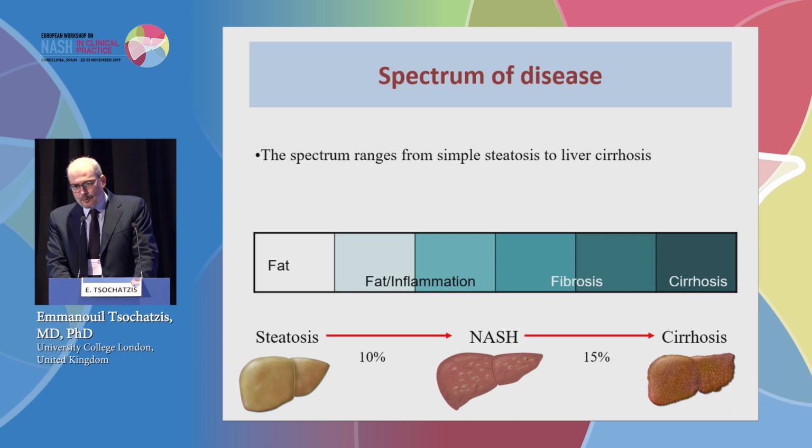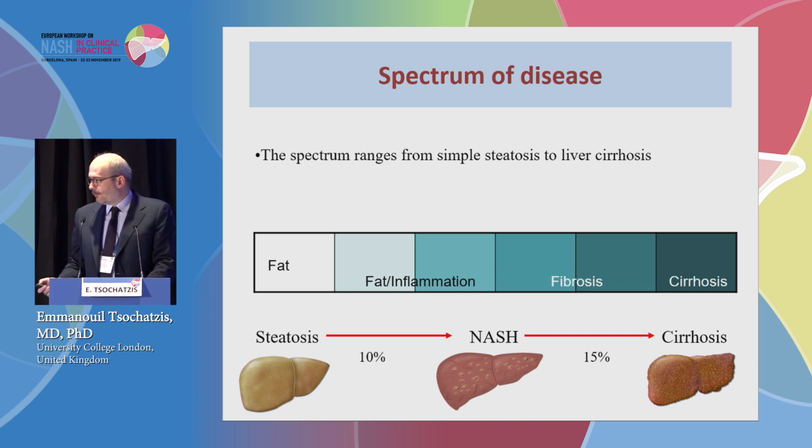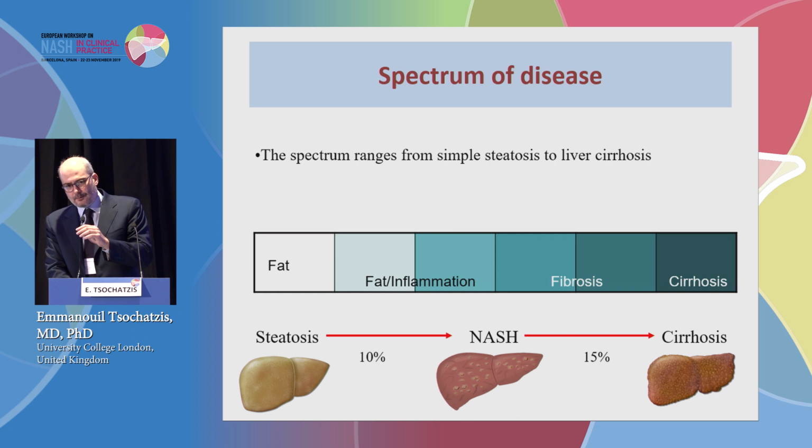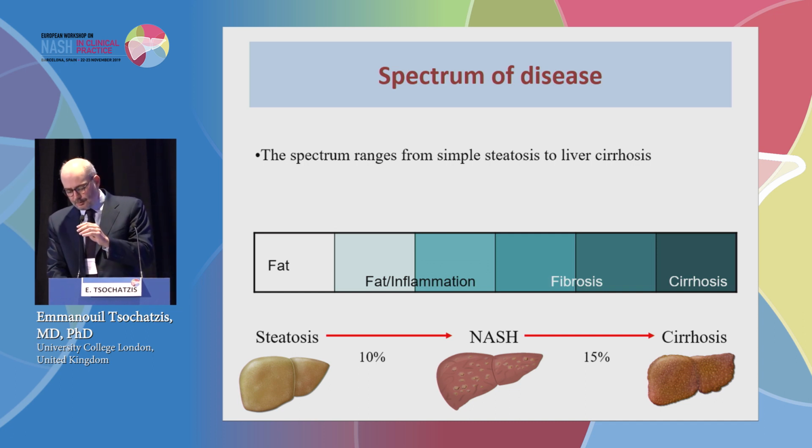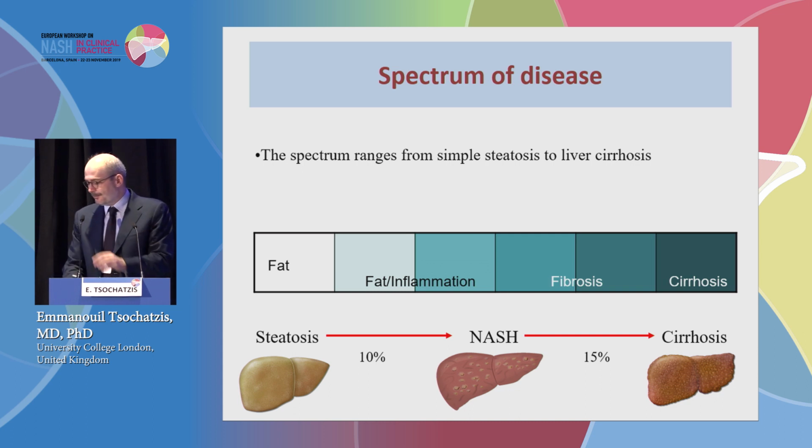As most of you know, NAFLD has a quite wide spectrum of disease, starting from steatosis, which in the majority of people is non-progressive. But then some people progress, they get inflammation, they can get fibrosis, and this can progress to cirrhosis and liver cancer.